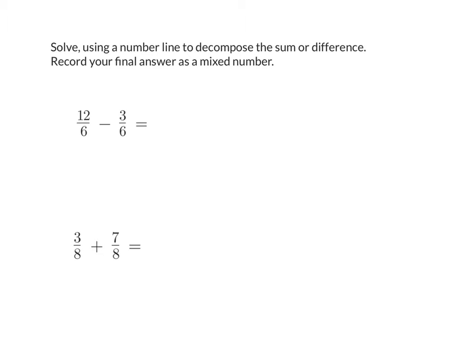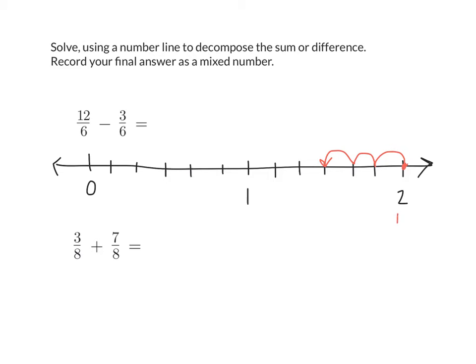Go, practice. I know that 12/6 is the same as 2. So when I start at 2 and I take away 3/6, I end up at 1. And this is 1 and 1/6, 1 and 2/6, and 1 and 3/6. Do you guys agree? So what's the answer? 1 and 3/6. What's 9 minus 3?